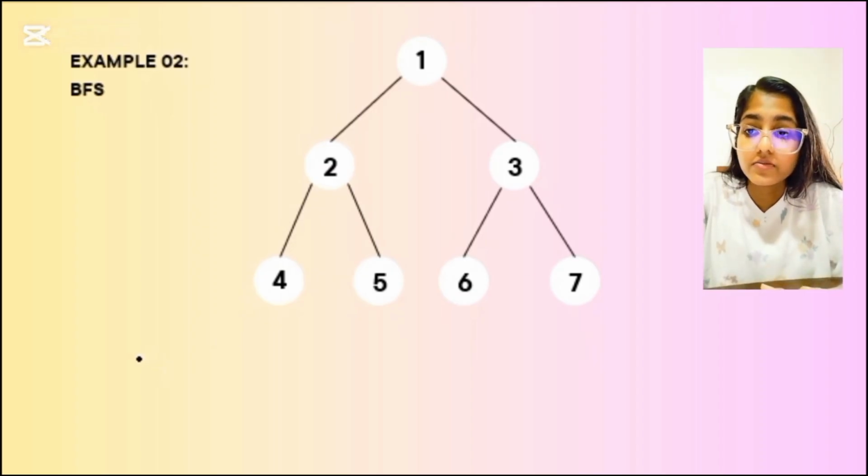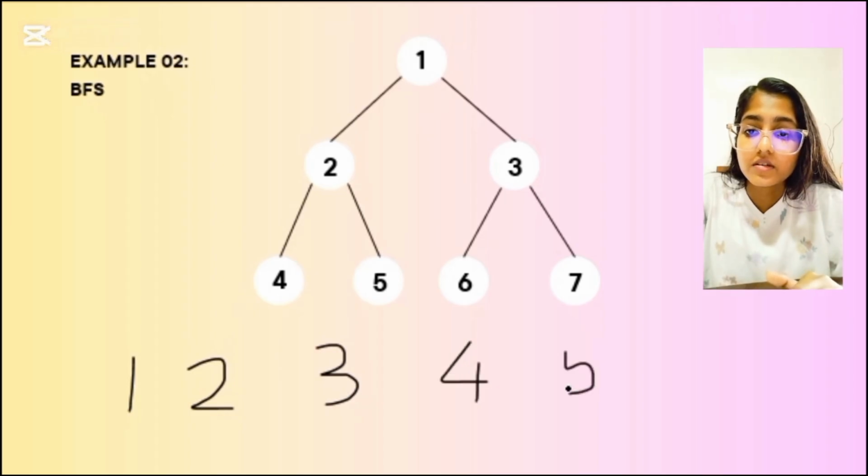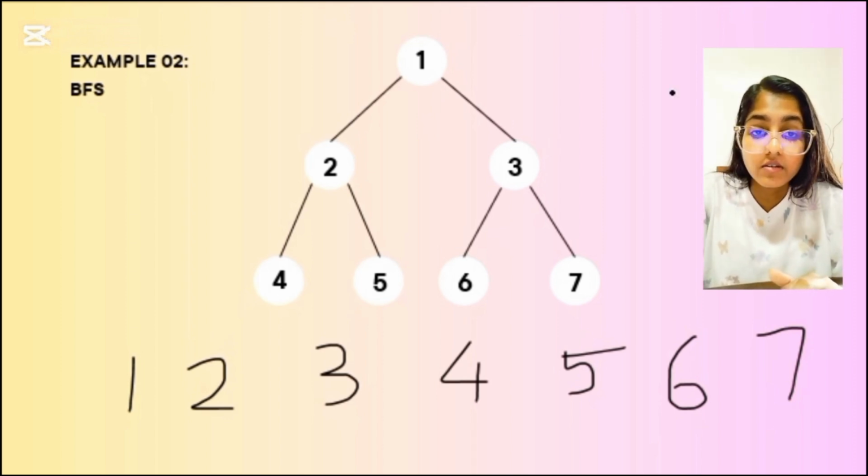So I'll write 1 first, then I'll write 2 and 3, then I'll write 4, 5, 6 and 7. So in a binary tree graph, the breadth first search is done in level order.